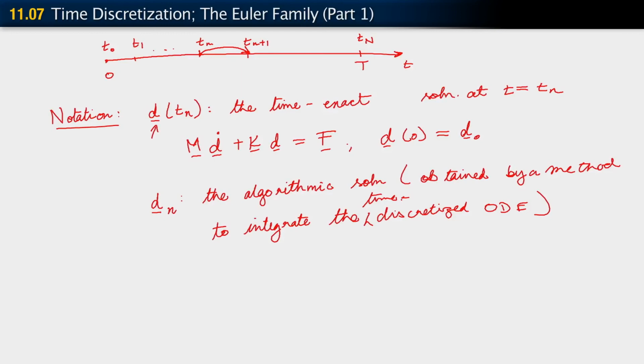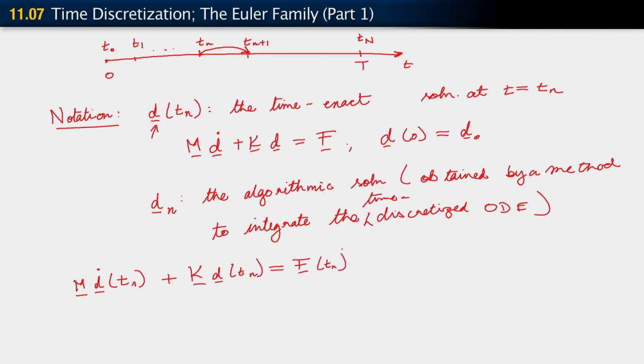What we need to do is, first of all, say what we mean by the time discretized ODE. Here's what we mean. If I were to simply write out our ODE in the time exact form, here's what I would write: M d dot at time tn plus K d at time tn equals F, which potentially could also depend upon time.